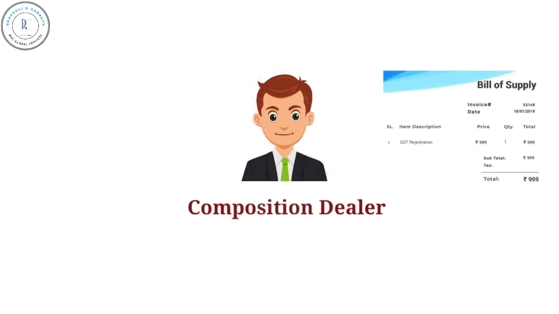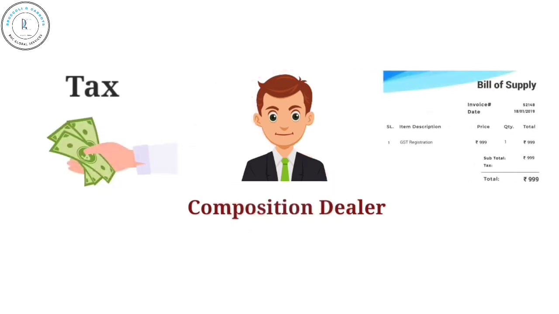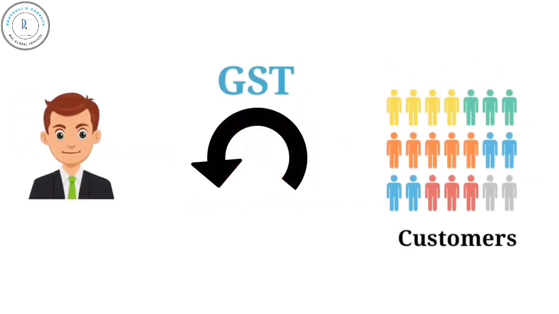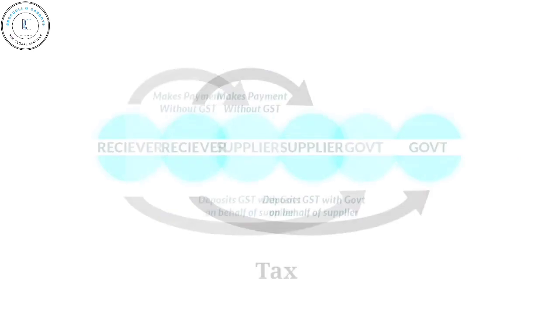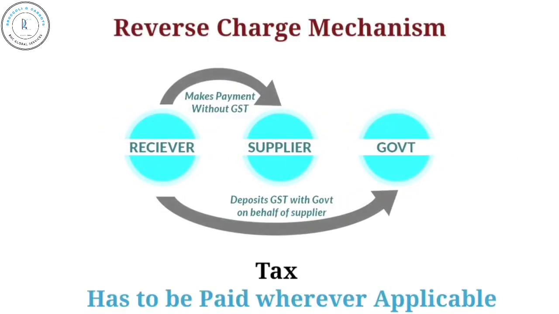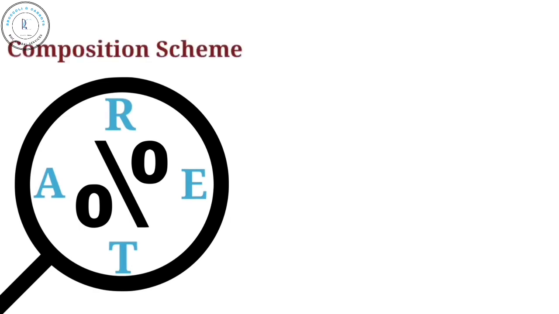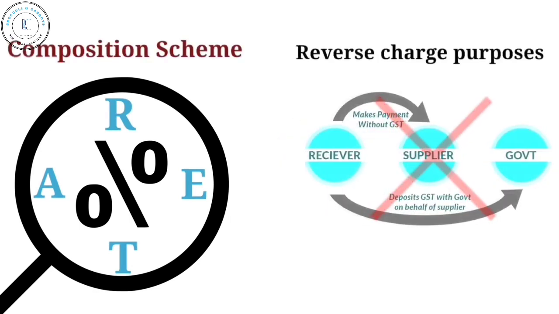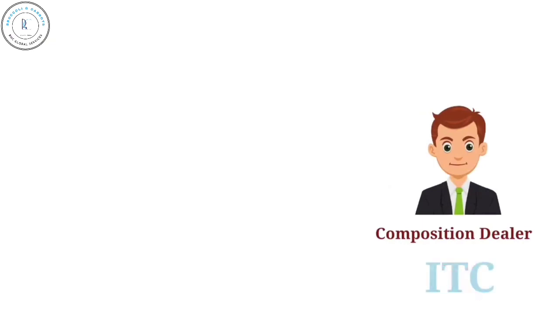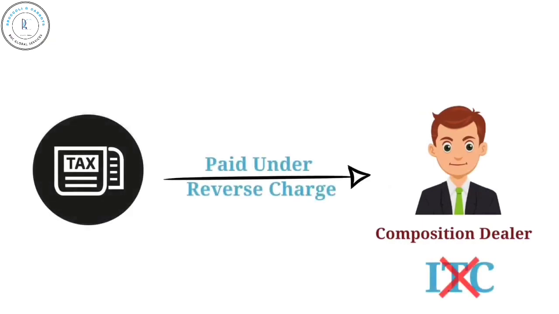It has to issue a bill of supply because tax has to be paid by the dealer out of pocket. It is not allowed to recover the GST from the customers. Tax under reverse charge mechanism has to be paid wherever applicable. The rate under the composition scheme should not be used for reverse charge purposes. Also, no ITC is available for tax paid under reverse charge for a composition dealer.